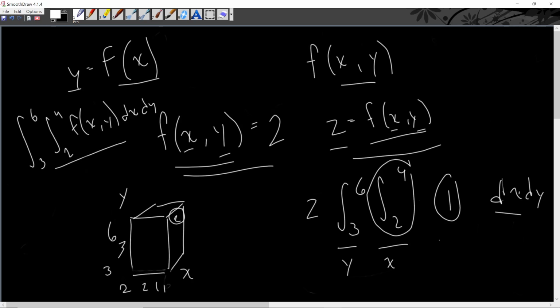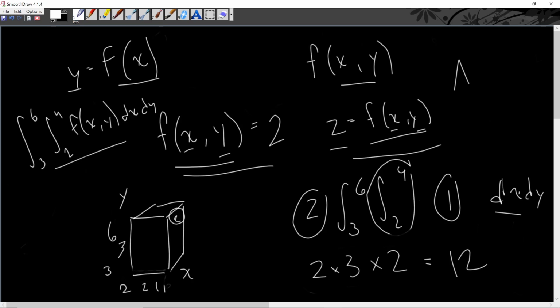And then z is equal to 1, but we brought that 2 out, so it's going to be just x, y, z. And so this integral, 4 minus 2 is 2, 6 minus 3 is 3, so 2 times 3 times 2, and that's just going to be 12. So another way to write this is just going to be area of base times z, or f of xy. And that's how you would solve multiple integrals of constant functions.